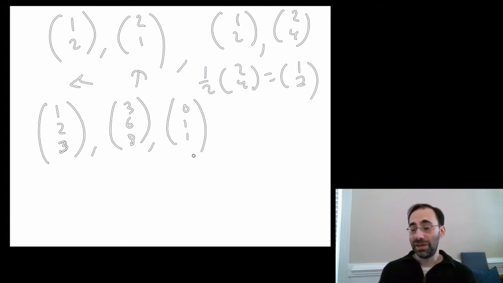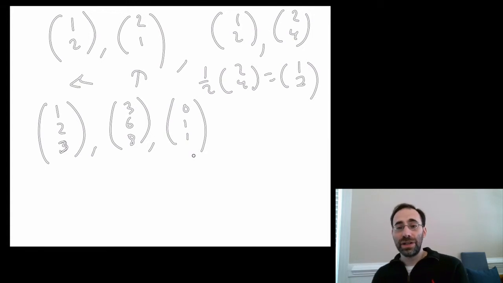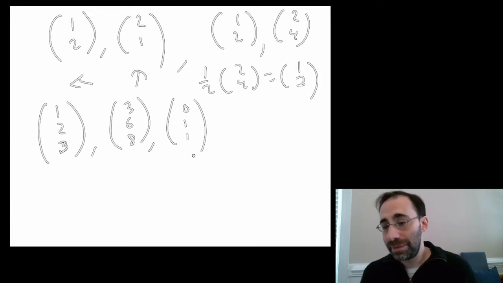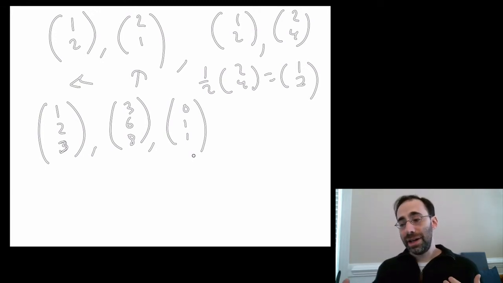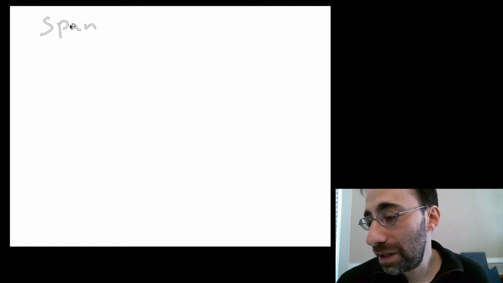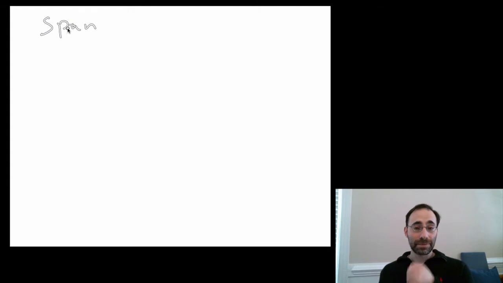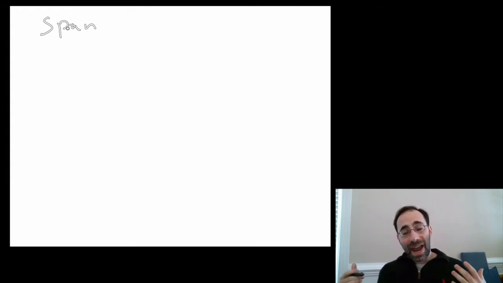Or rather, it's independent if the third one cannot be written as a linear combination of the other two. So that's linear independence. There's a bunch of things we're going to do with linear independence, one of which goes to the notion of spanning vectors. We'll get back to showing how that works in a second, but let's move on for the moment to spanning vectors. A collection of vectors spans some space if you can write any vector in that space as a linear combination of the spanning vectors.